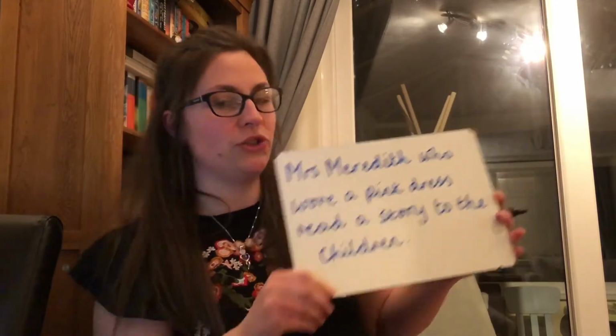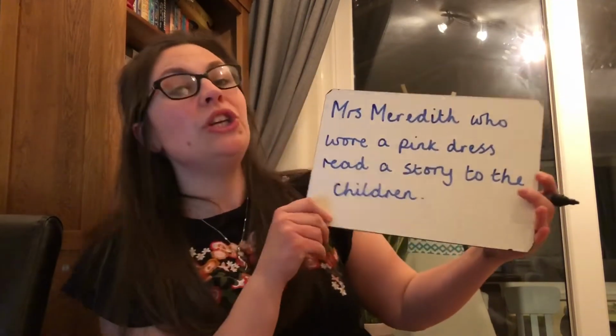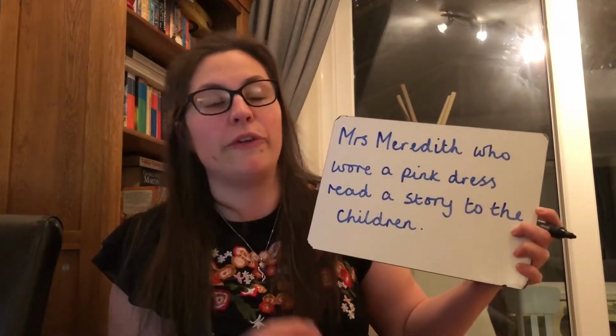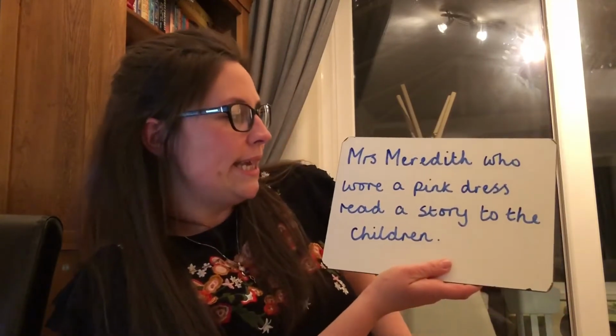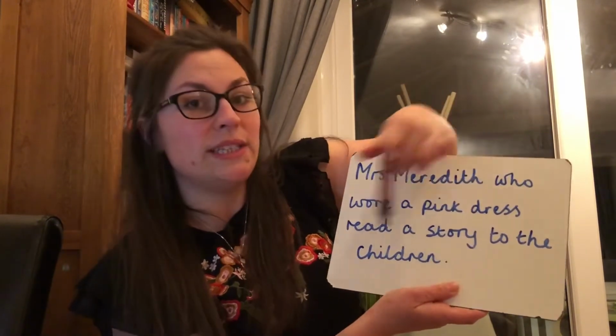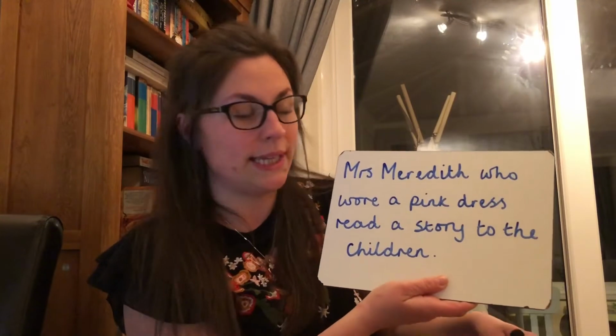And I just thought I would show you the first sentence that's on the task for you to do. So the sentence is, and it's not punctuated correctly on the task, your job is to put the correct punctuation in: "Mrs. Meredith, who wore a pink dress, read a story to the children." Now what you need to do is find out which part of this is the main clause, which basically means the bit that makes sense on its own, the full sentence. So I can see here, the main part of the sentence really is "Mrs. Meredith read a story to the children." That's the bit that makes sense as a full sentence on its own.